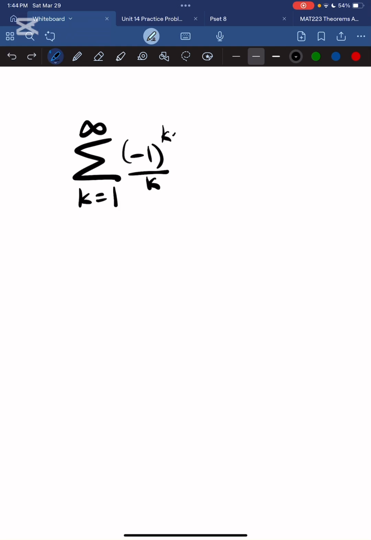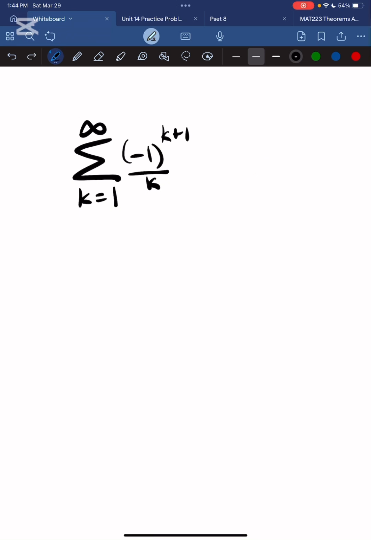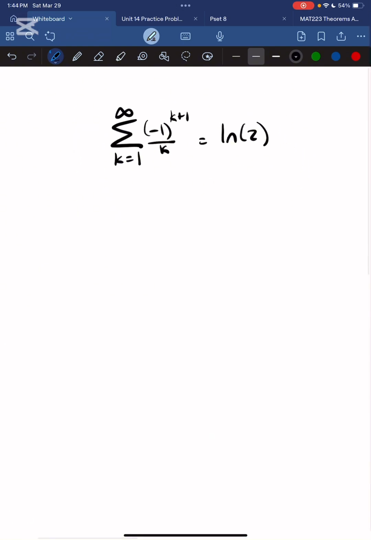Yeah. This or this, because either way is alternating, right? Let's find the value of this. And, okay, I'll give you a spoiler alert. This is equal to ln 2. Okay, that's the answer. Can you solve it using the things we've learned here?